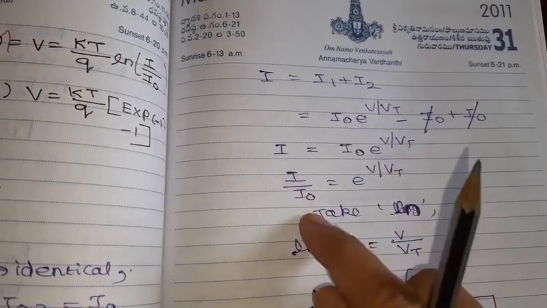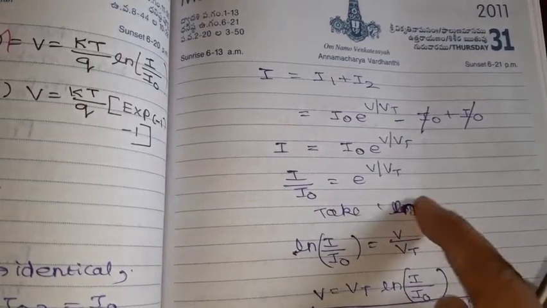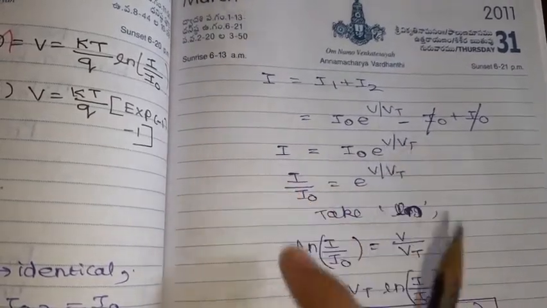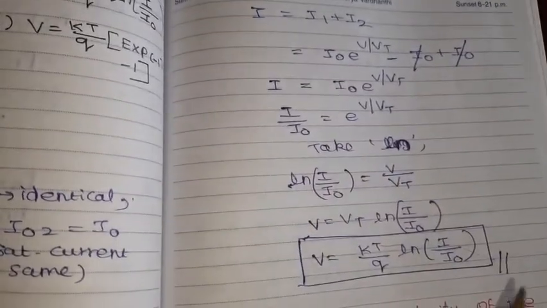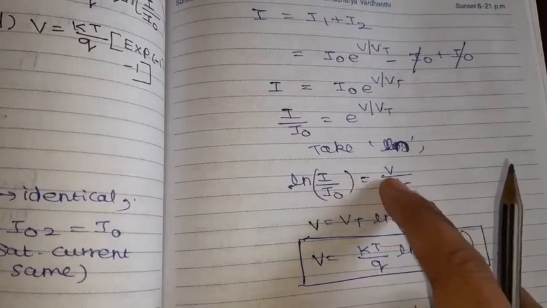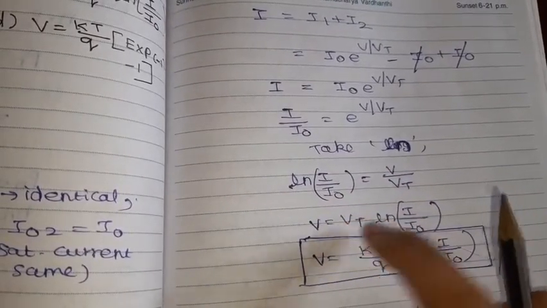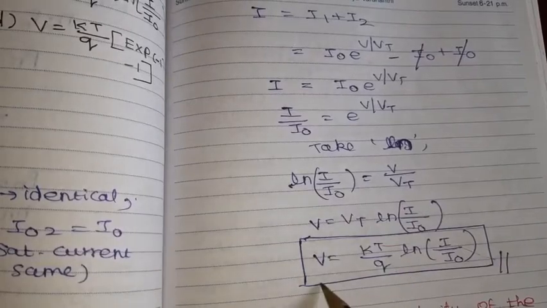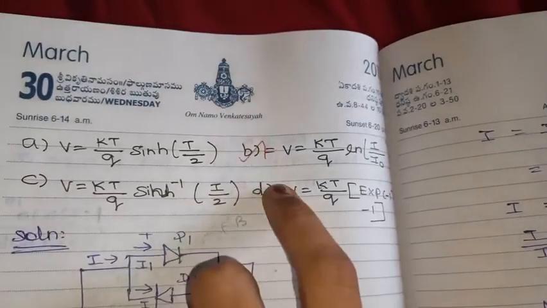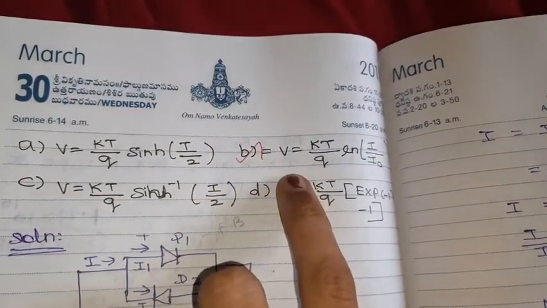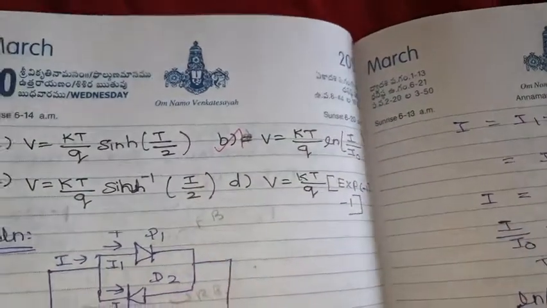I by I naught, this will go here. Then take natural logarithm, the exponential will go, as ln of I by I naught is equal to V by Vt. So what is V? V is equal to Vt into ln I by I naught. Vt we know, Vt value is nothing but KT by Q. So V equal to KT by Q ln I by I naught. B is the right option.